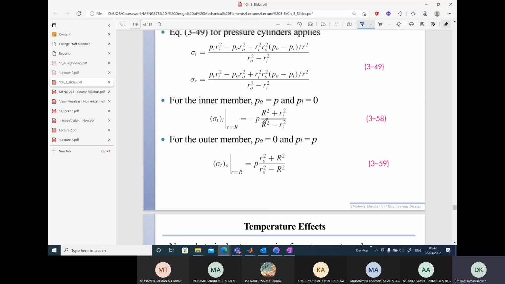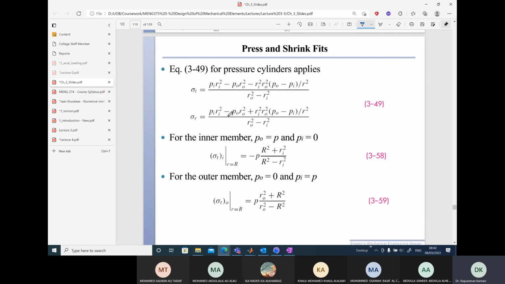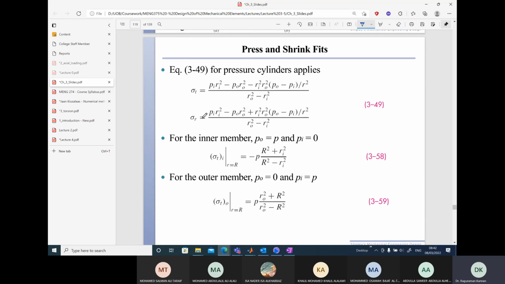Okay, so these are the normal stresses in the tangential direction. We can apply the same formula for radial stresses. Let's see here, if we apply Pi equal to 0 here, this component will go off. Here this component will go off, and then we can simplify the other components by substituting Po equal to P.